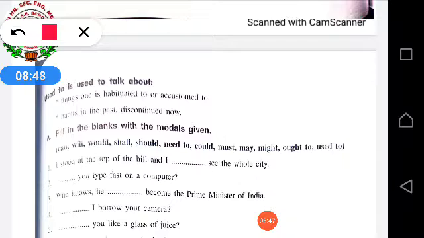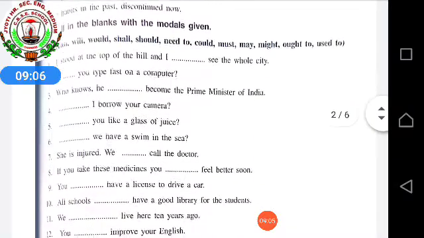Okay, for that, rest we will see, fill in the blanks with the modals given. All the modals are can, will, would, shall, should, need to, could, must, may, might, ought to, used to. All these are your modals. You have to fill in the blanks with the modals.